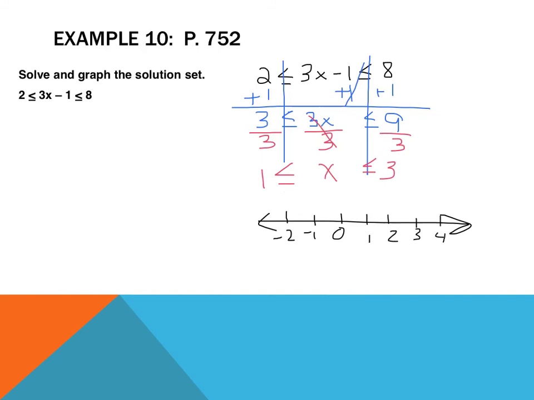you're going to graph x between 1 and 3. And then 1 and 3 are in brackets because of the inequality, it has an equal sign. So then your solution in interval form would look just like your graph, brackets from 1 to 3.